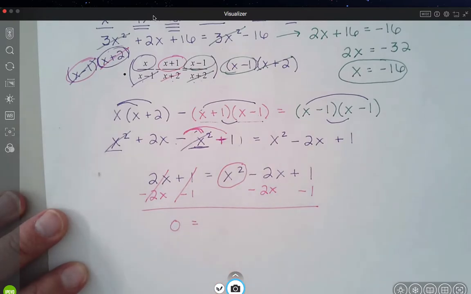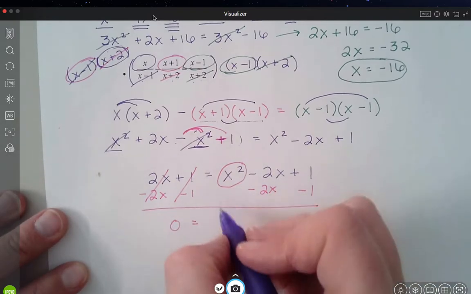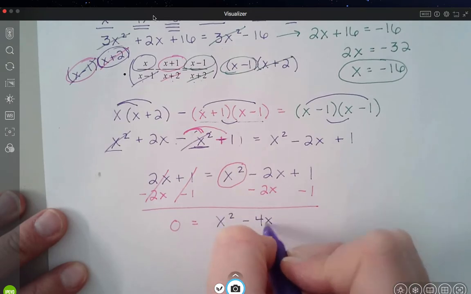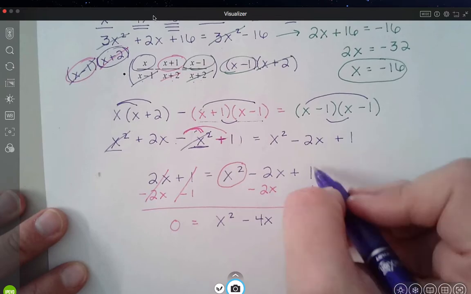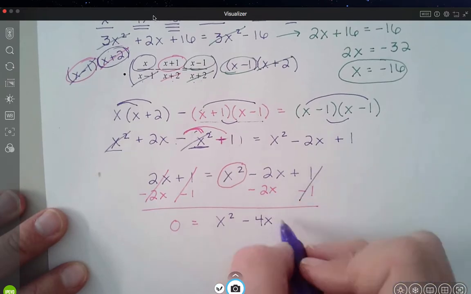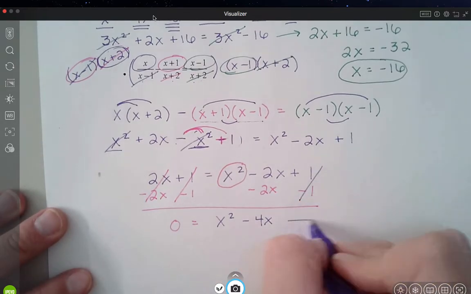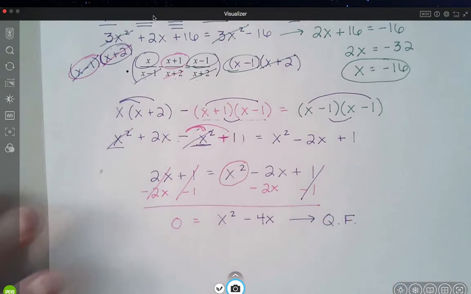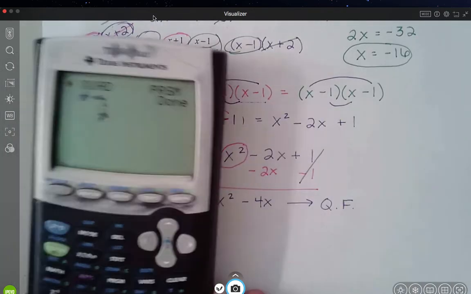So I have 0 equals, that's what you want when you do quadratic formula, x squared minus 4x. And then 1 minus 1 cancels itself out, so this is just our quadratic. But I'm still going to use the quadratic formula. Technically, we could use factoring here, but we haven't talked about how to use factoring to solve yet this year. So I'm not going to worry about that right now.